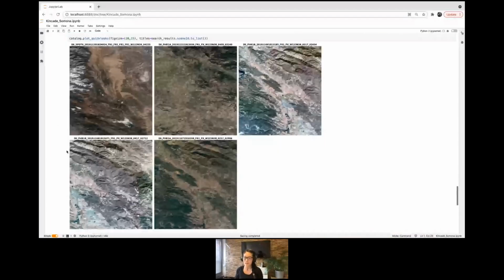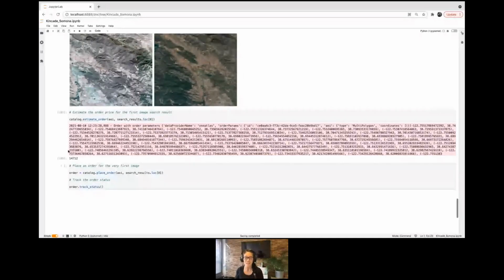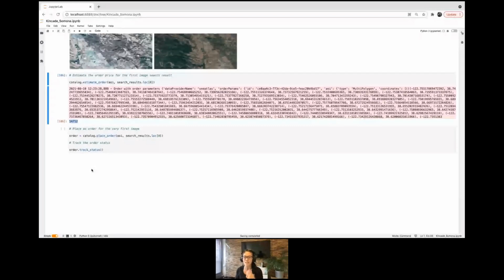And you can, of course, get a price estimate for your images before purchase, which we always highly recommend that you do. And here we're looking at how much the first image would cost us, and that would be 14,712 credits for the first image. And lastly, if you're happy with the results and you're ready to go, then you can, of course, purchase the image by placing an order.